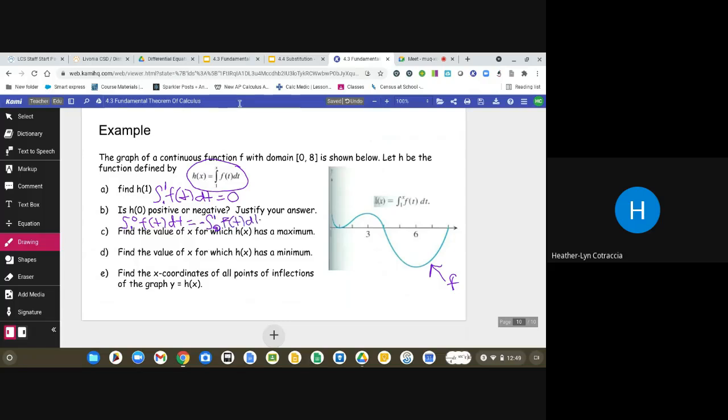Now, if you look over here, from 0 to 1, there's positive area there. So I would have a negative times a positive. And that's also because I'm starting at 0. So 0 is 0, and then I have positive area that I'm accumulating here. So therefore, my answer will actually be negative. H of 0 is negative.